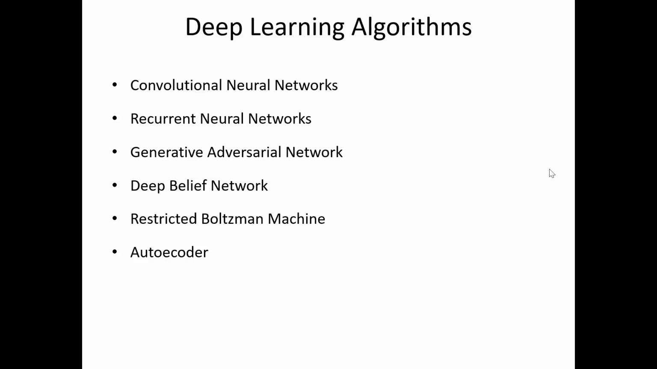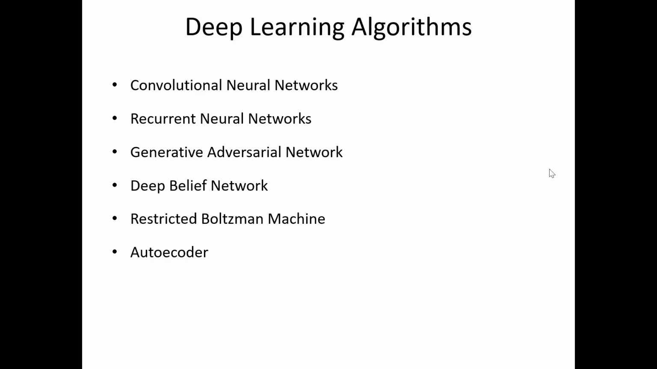Generative adversarial network is one of the most significant deep neural networks. I can tell this is one of the most path-breaking works done in the last decade in this particular area, the generative adversarial network. This was introduced by Ian Goodfellow. I think he is now a professor at Carnegie Mellon University. Then deep belief network is another type of deep neural network. Then RBM, restricted Boltzmann machine, is another deep neural network.